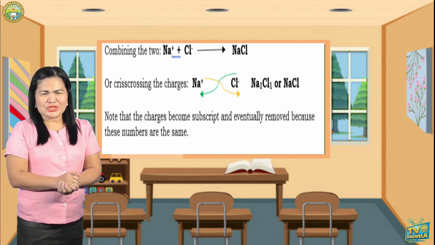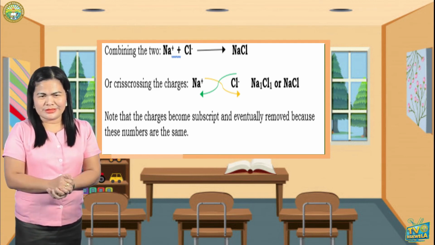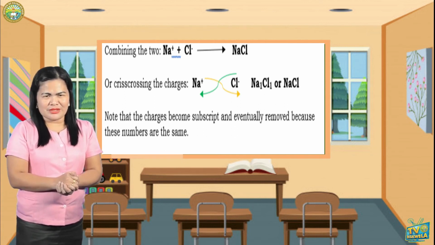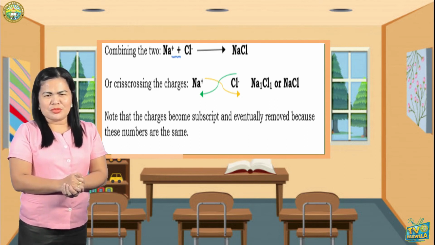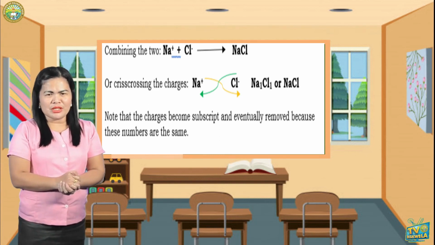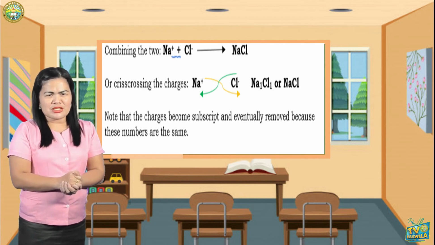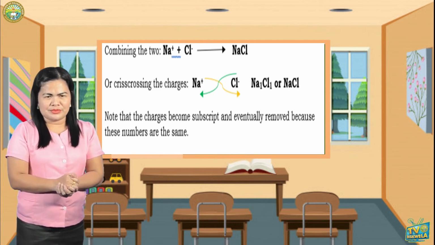Combining the two, sodium positive plus chlorine negative will form sodium chloride. Or, crisscrossing the charges, sodium positive with chlorine negative will form sodium with subscript 1, chlorine with subscript 1, or sodium chloride. Note that the charges become subscripts and are eventually removed because these numbers are the same.